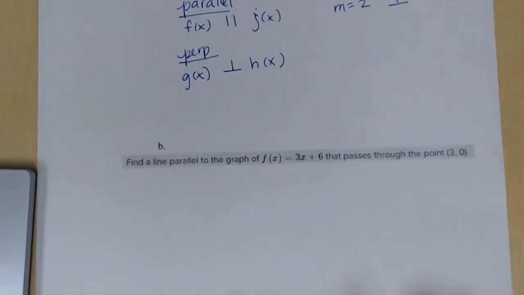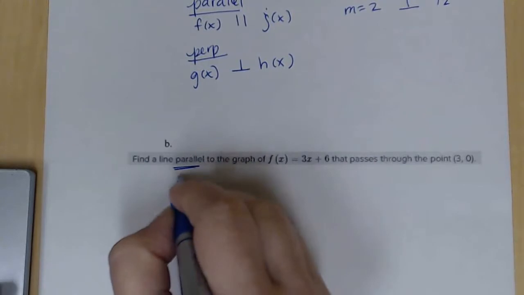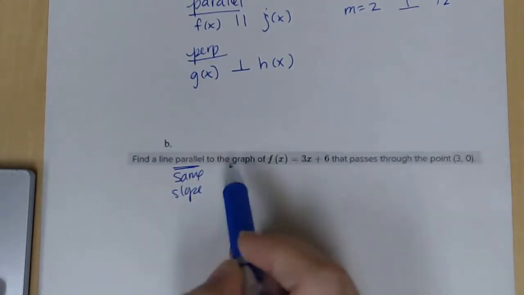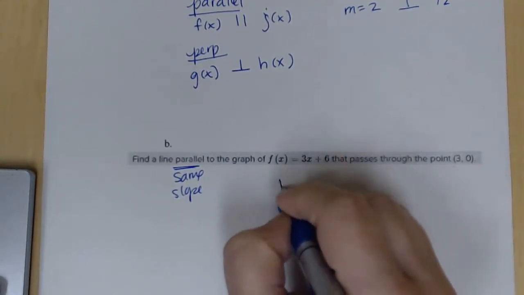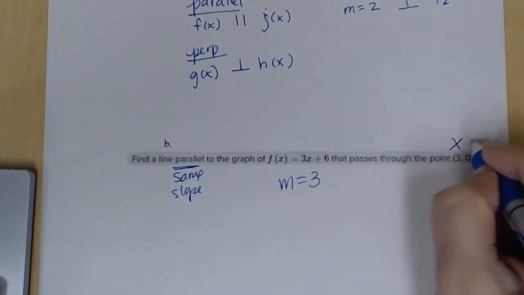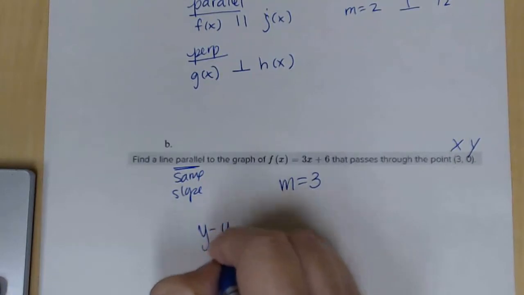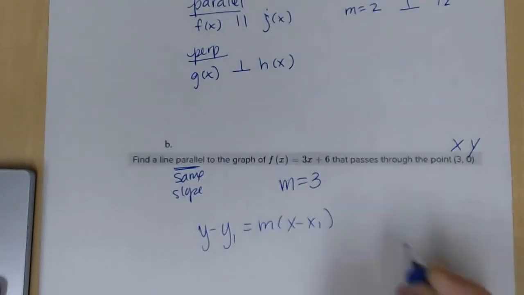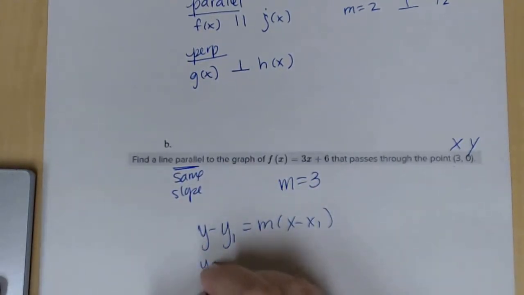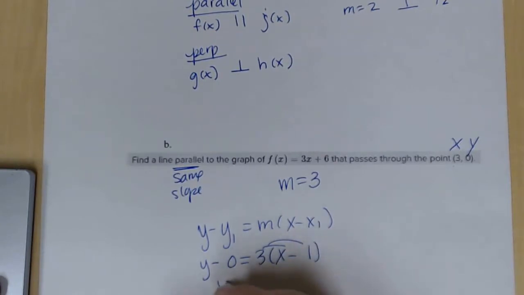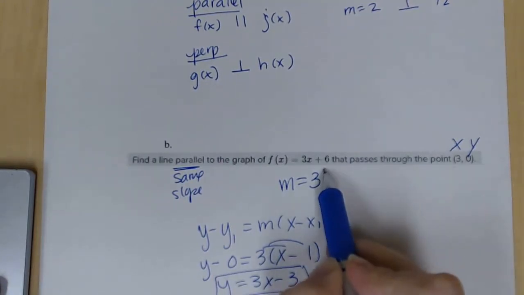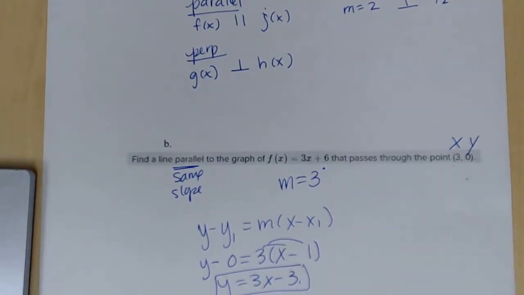Last example, because you will have to create some functions. Find a line parallel, so you need to be thinking same slopes, to the graph 3x plus 6 that passes through the point (3, 0). This tells me that from this information, I want a slope of 3. From here, I have an x and y value. So I could just say y minus y1 equal to m times x minus x1 and solve it out. Again, this problem is not new. It was probably on your unit exam for Unit 1. So I'm going to say y minus y1, which is 0, equals 3 times x minus 3. Distribute. y minus 0 is just y, and 3x minus 9. So this is an equation parallel to this one, but going through the point (3, 0).